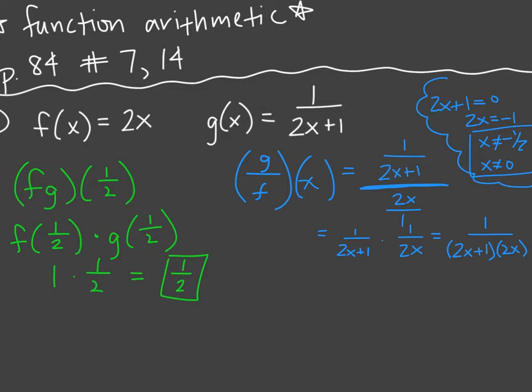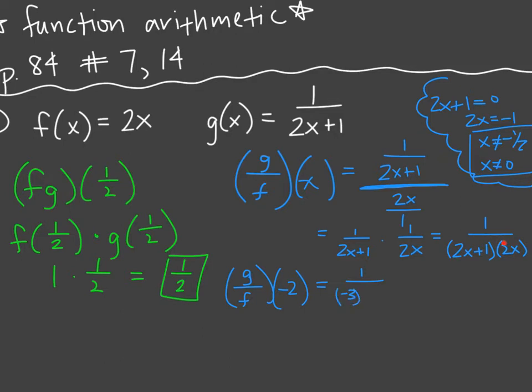Okay, what we were asked to find was g over f of -2. I can plug in -2. That's not one of our restricted values. So when we plug in -2, we'll have 2 times -2, or -4, plus 1. So that gives us -3.